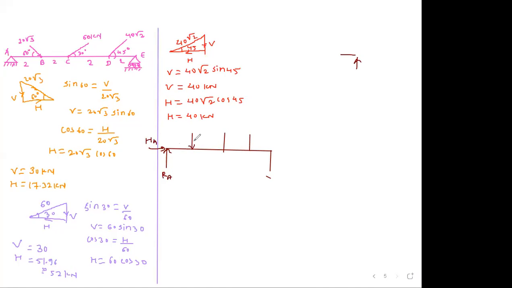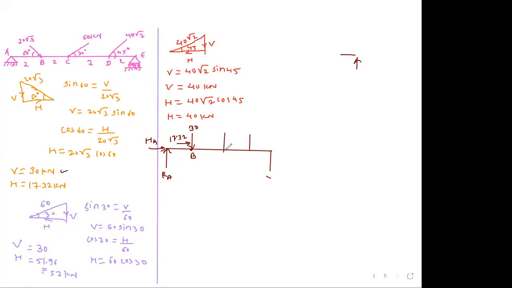Okay. So now at B point, the intensity of the vertical force is 30 kilonewton. So we will write 30 here. And at the same point, the horizontal force is 17.32, but the direction is left to right. So here the force is applied 17.32. So these are the forces acting at B point.